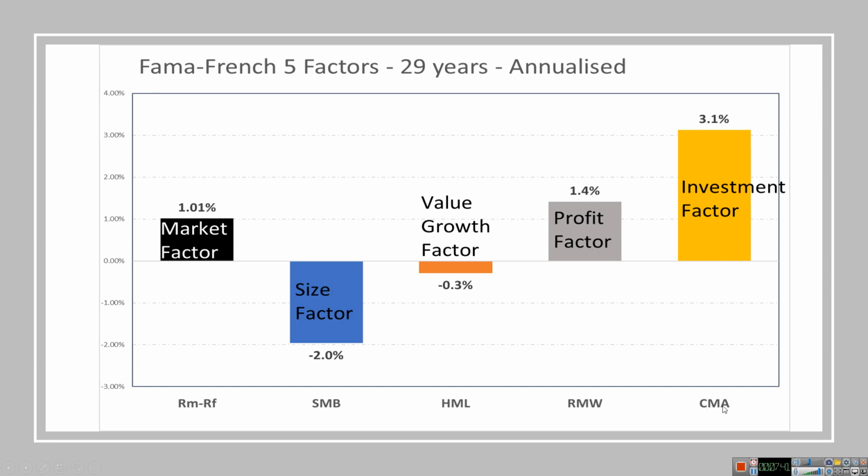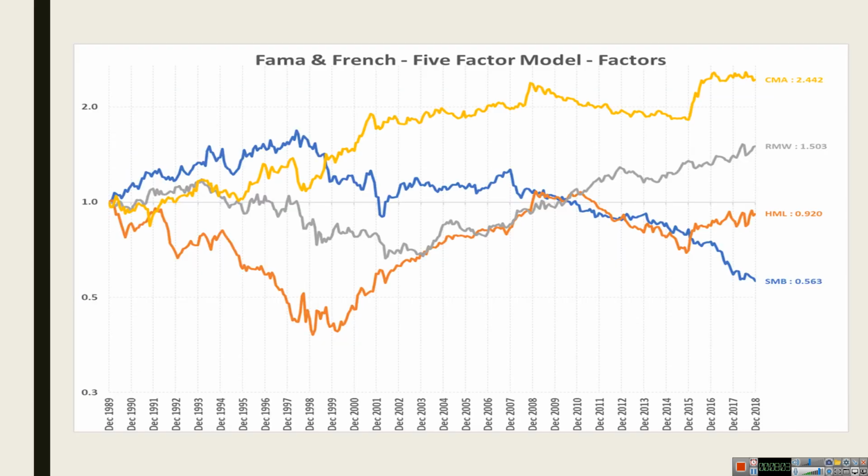The best one is coming from the investment, the capex. Companies which invest a little versus those which invest a lot as a percentage of their assets actually do about 3% per annum better. Now, there are problems with presenting the data in this form, and I want to show you them. If we show you what these factors look like over the time frame here, you'll see some big issues. First of all, let's focus on the blue one here.